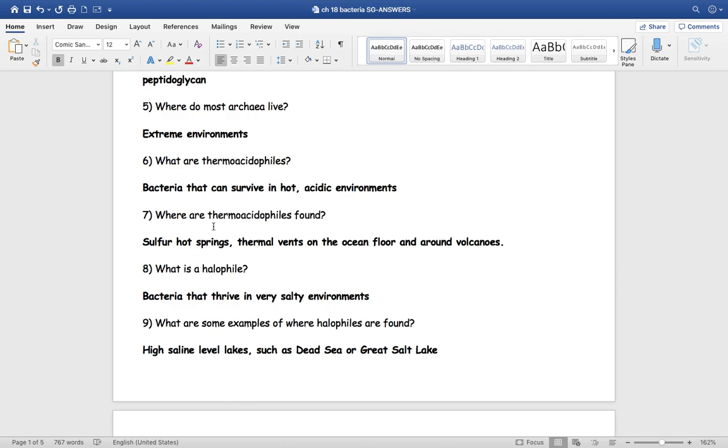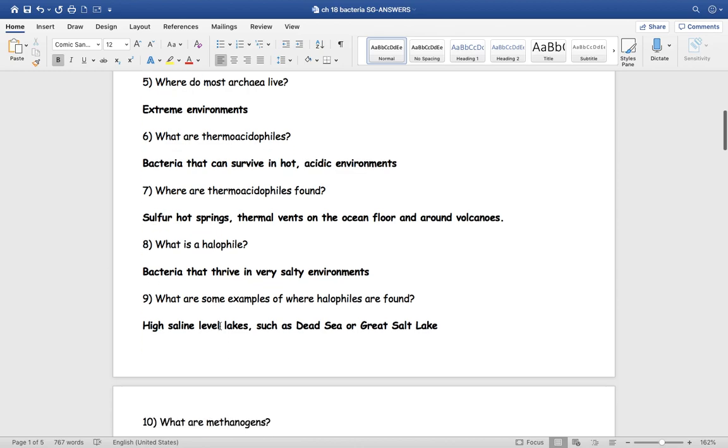Where are thermoacidophiles found? They're found in sulfur hot springs, thermal vents on the ocean floor, and around volcanoes. What is a halophile? It's a bacteria that thrive in very salty environments. The halo means halogen, and the halogens all form salts, so kind of makes sense.